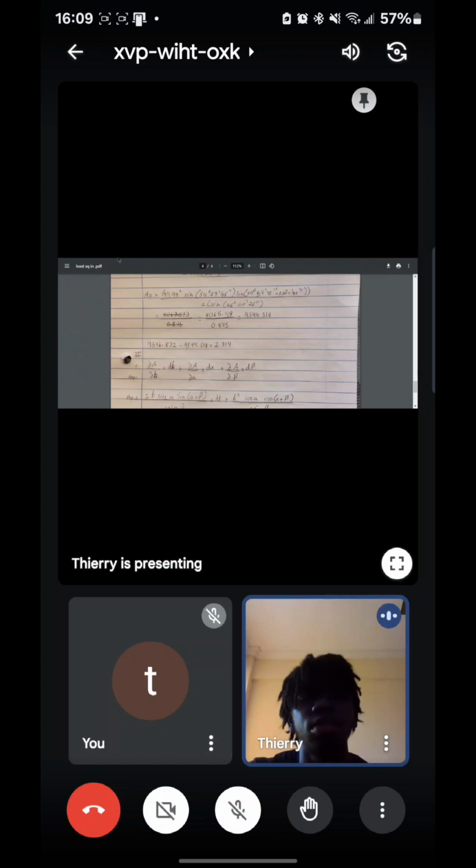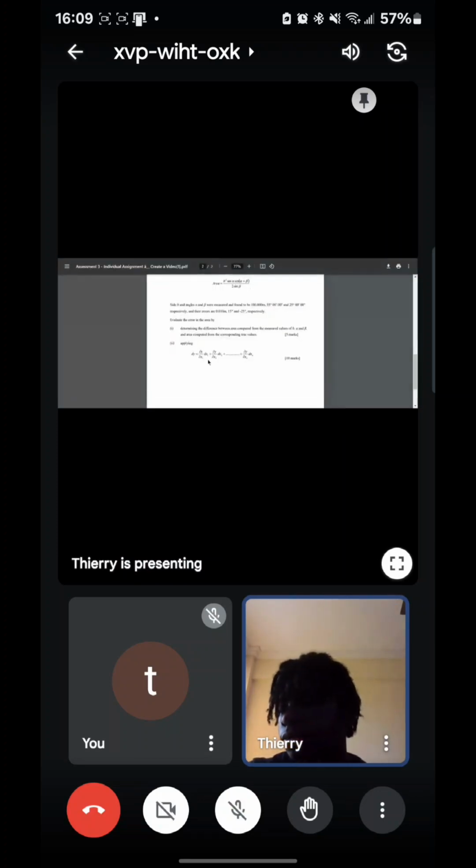Let me show you the question once more. It asks for the area computed from the corresponding true values. No, I just read the question wrong the second time. Sorry about that, class. Moving on.